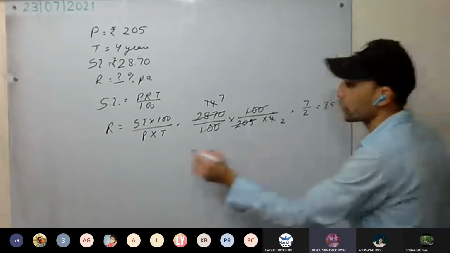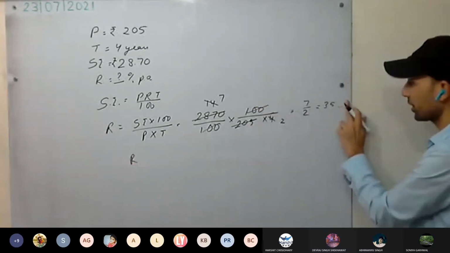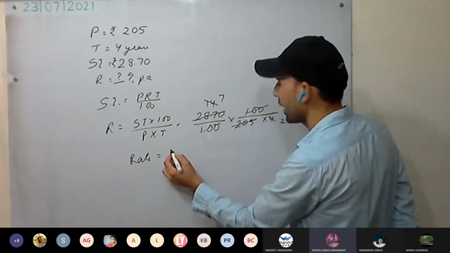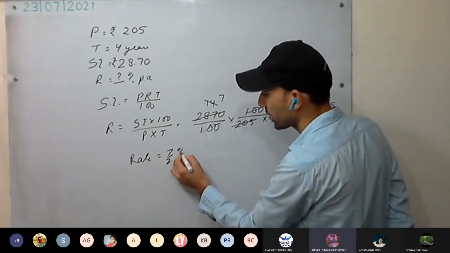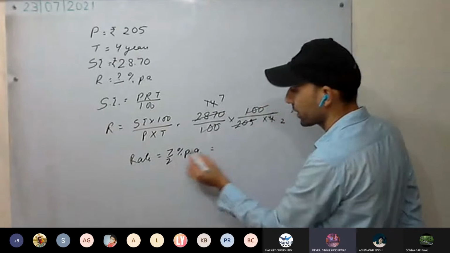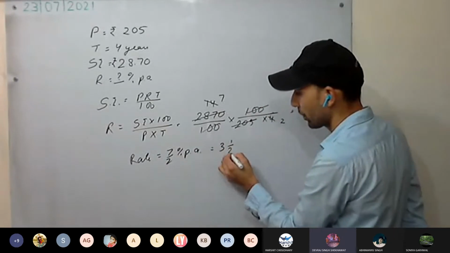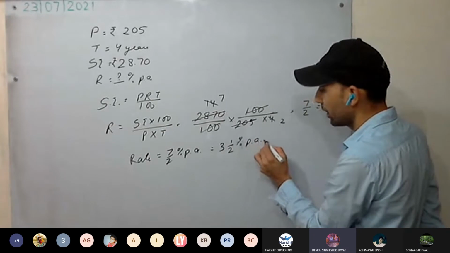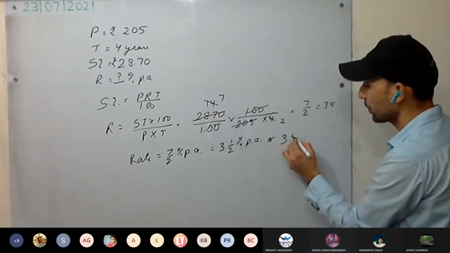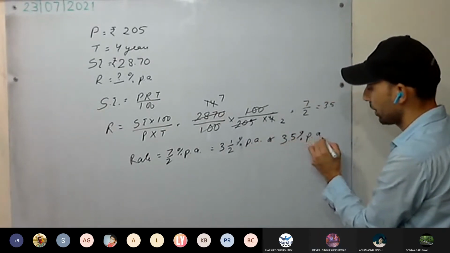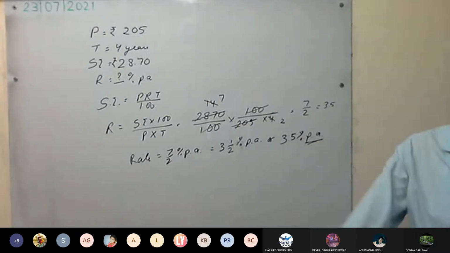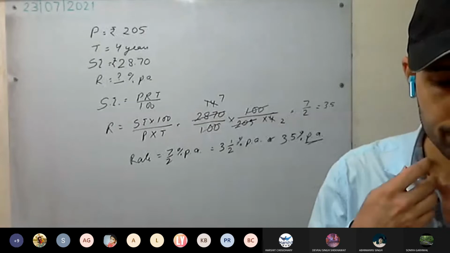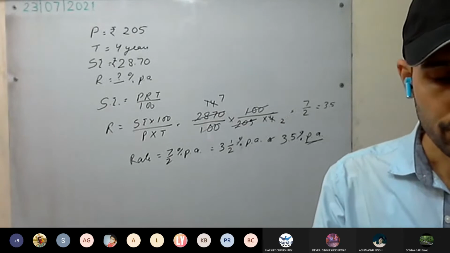It is how much? 3.5% per annum. Okay, so rate will be how much? R you will get here 3.5. Either write 7 by 2% per annum, or you can write 3.5% per annum. Don't forget to write per annum. Okay. Is this clear to all?